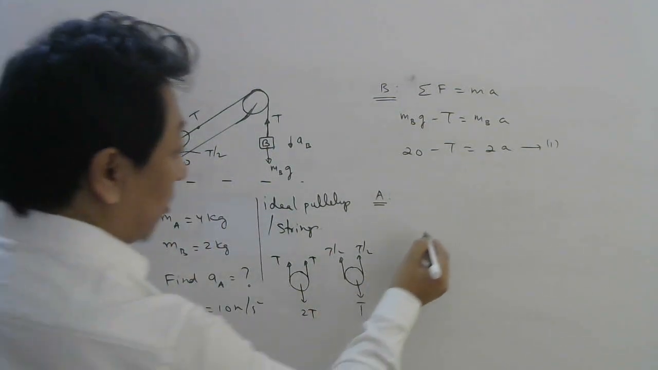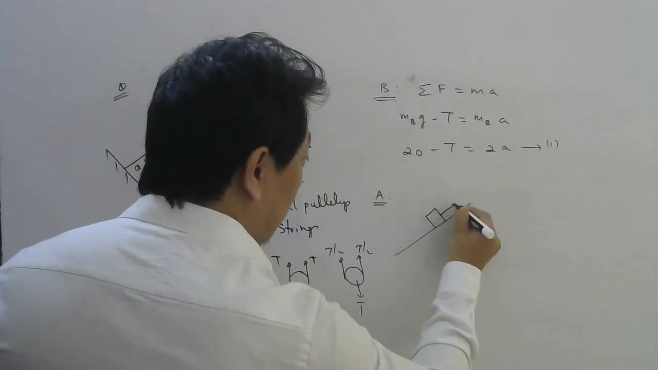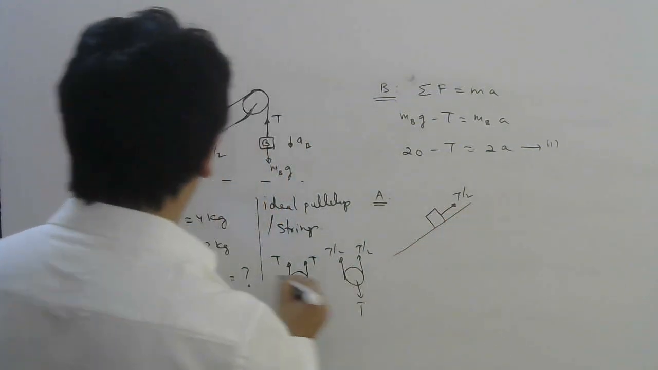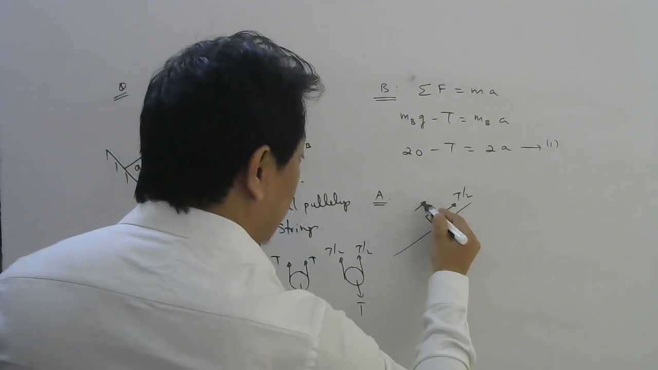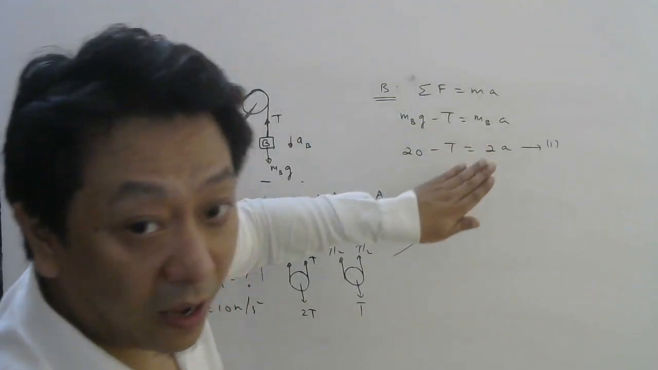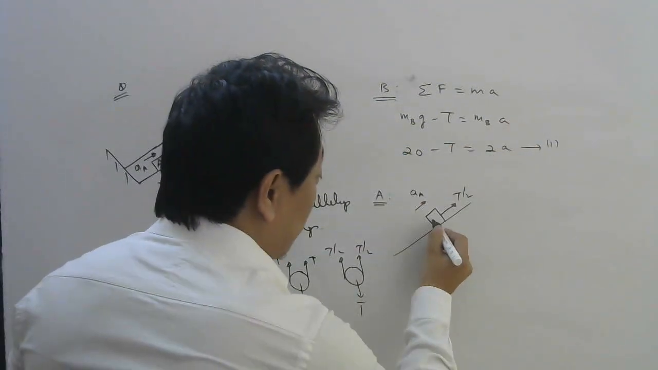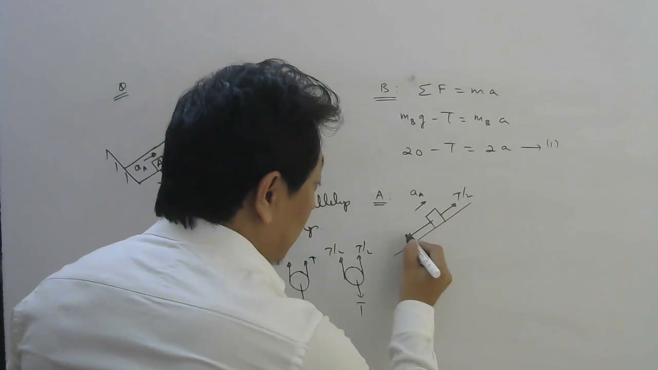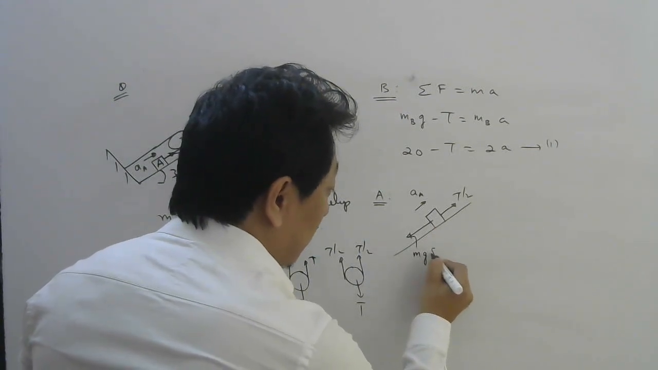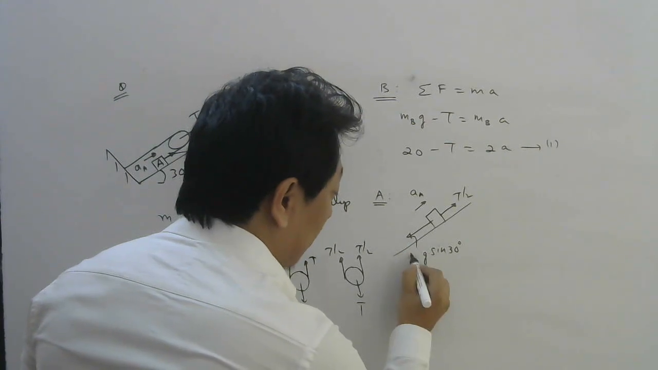So this tension should be T by 2. Okay, so for the block A, let me draw the diagram separately here. So here the tension will be T by 2. Acceleration I am assuming this side. Now since acceleration is this side, I need net force this side. Remember T by 2 is this side. And you should know there will be a component of gravity this side, which is mg sin 30. Which m? It is the mass of A.